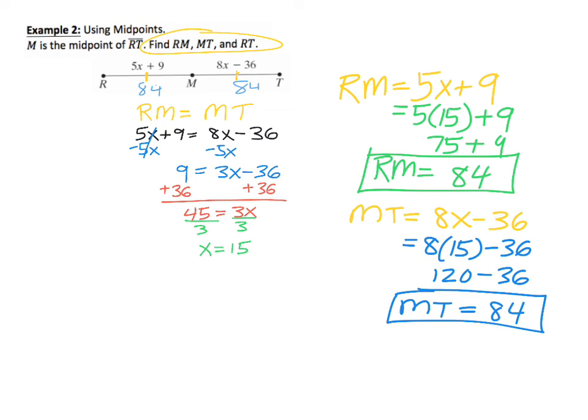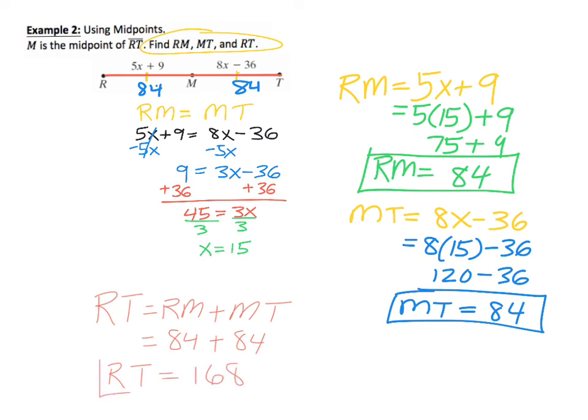Now the last part here, we want RT. And if we look at the diagram, notice RT is just the entire segment. So RT is just RM plus MT. That's the segment addition postulate. So here, if we go ahead and plug in the values we already have, 84 plus 84 makes RT equal to 168.